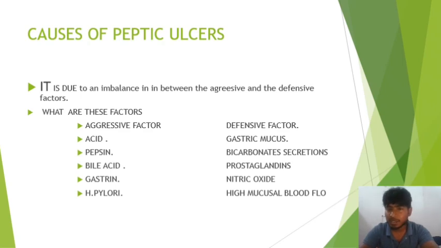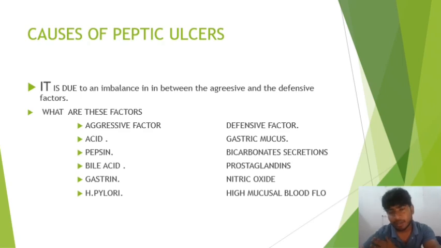Pepsin is also protected by the defensive factor. When pepsin increases, the defensive factor activates and releases bicarbonate secretion, and the bicarbonate secretion will protect against it. The same applies to bile acid, prostaglandin, gastrin, nitric oxide, Helicobacter pylori, and high mucosal blood flow.